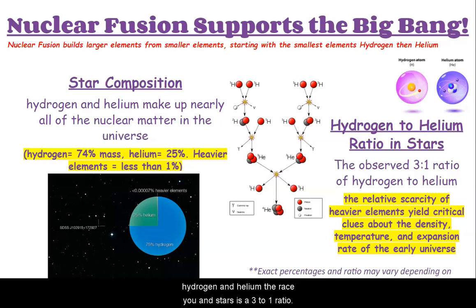Now hydrogen and helium, the ratio in stars is a 3-to-1 ratio. And the relative scarcity of the heavier elements yield the critical clues about the density, temperature, and expansion rate of the early universe because they had to have been created later because there's so much less of them.